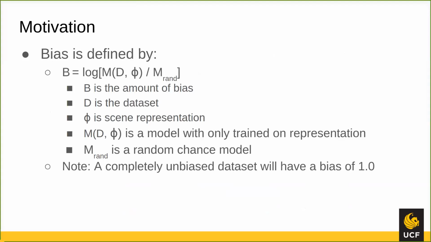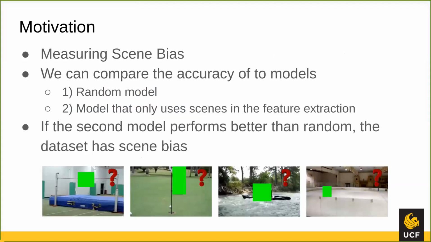There's a formal definition for bias, and it's essentially the log ratio of a model trained on the representation versus a random model. A random model would be just picking the class completely at random. By a model trained on the representation, I'm referring to if we train a model on the scene. If we train it to learn backgrounds, how well can it perform on the data set? This gives us a quantitative measure for bias. We can compare a random model and a model that only uses scene in its feature extraction process. If the model that uses scenes performs better than random, then we know that the data set has a bias.